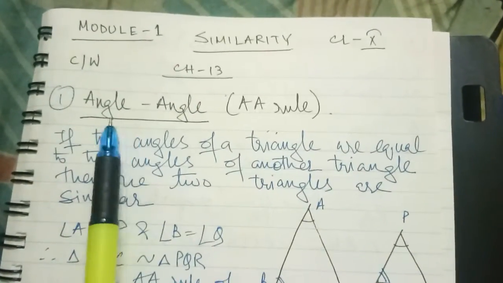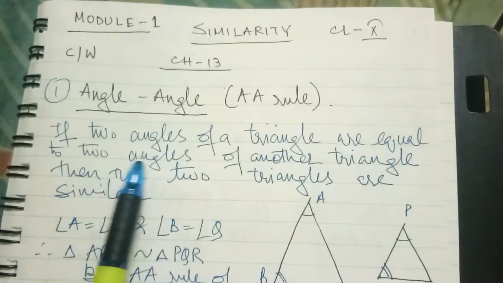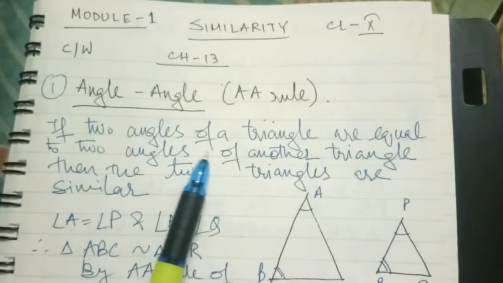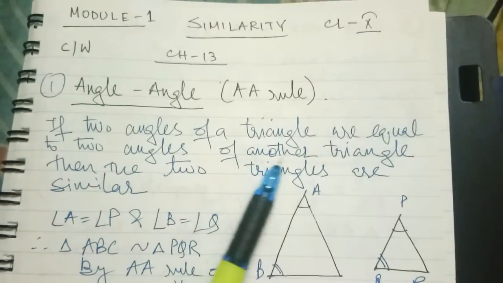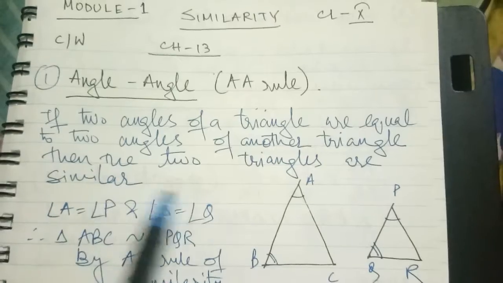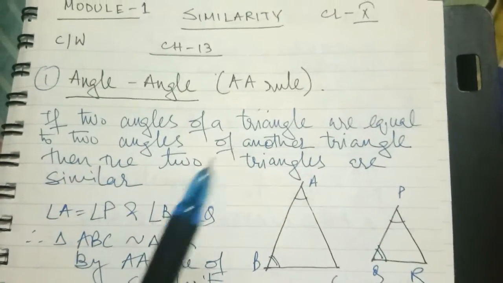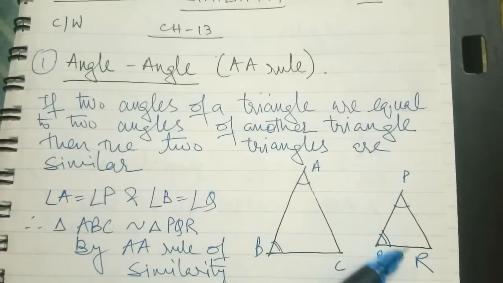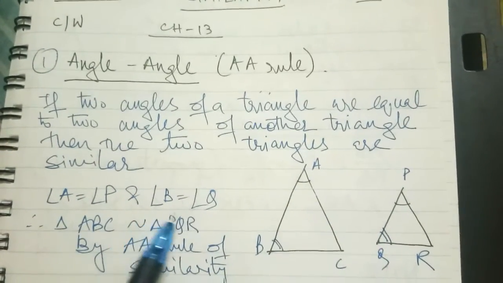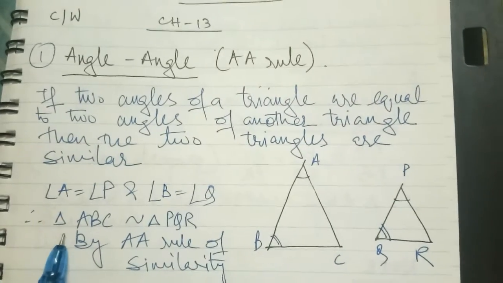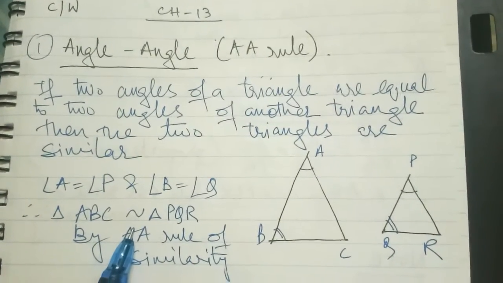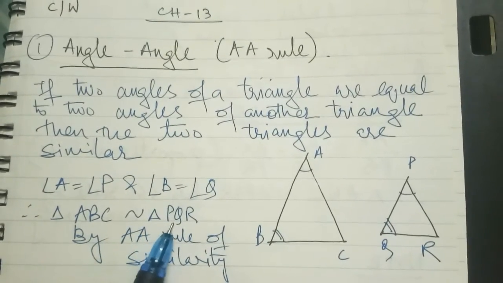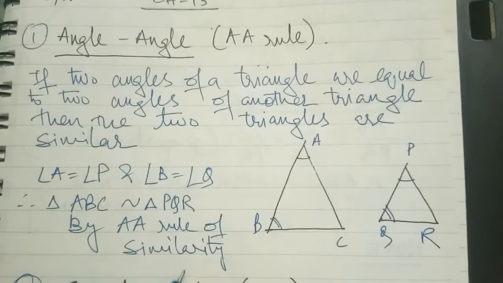The first rule is what? Angle rule. If two angles of a triangle are equal to two angles of another triangle, then the two triangles are similar, not equal, not congruent. You have to write down similar. See, both the triangles are drawn over here. Angle A equals angle P, angle B equals angle Q, given. Therefore triangle ABC, not congruent, this is the symbol of similarity, triangle ABC is similar to triangle PQR by angle rule of similarity.